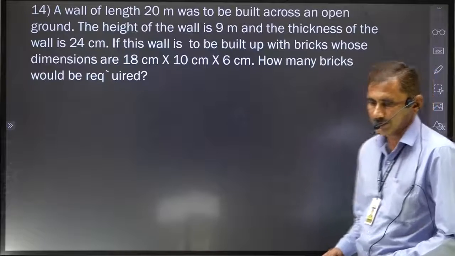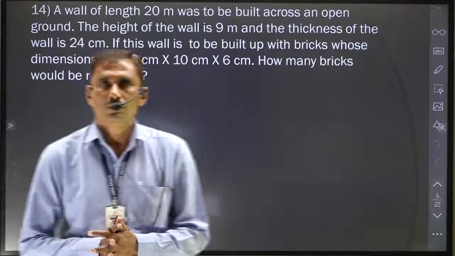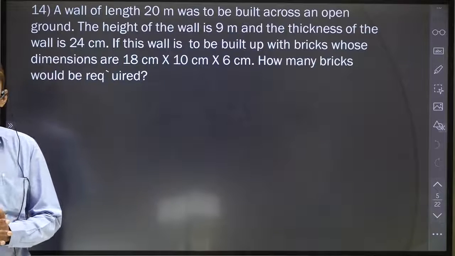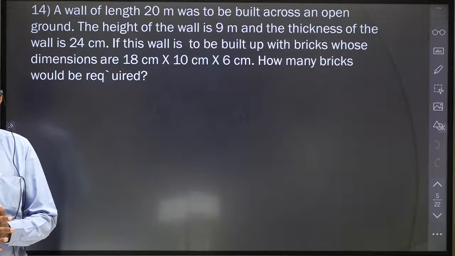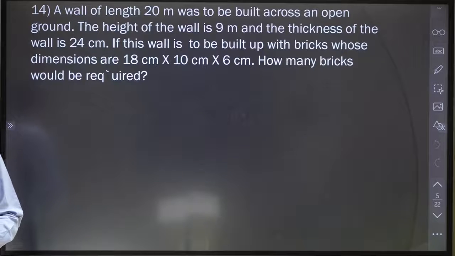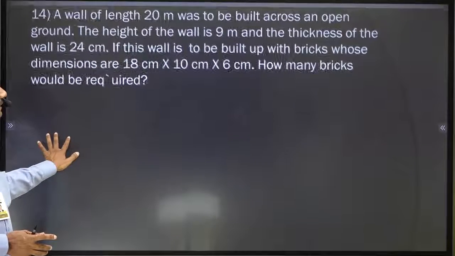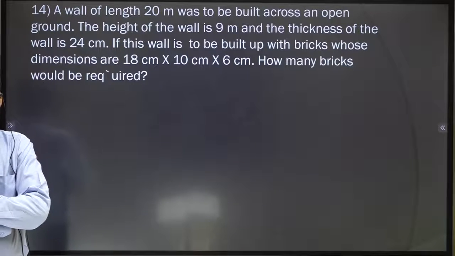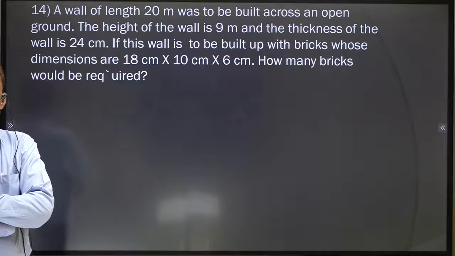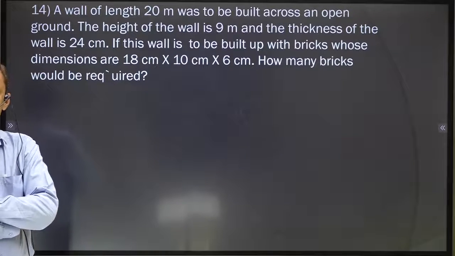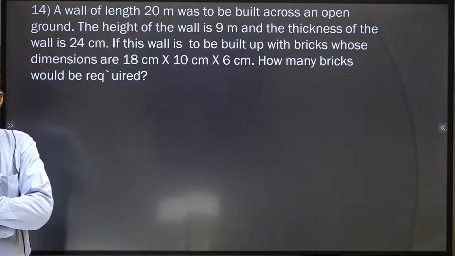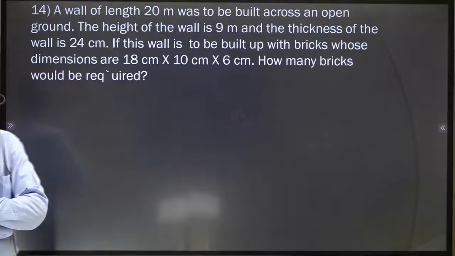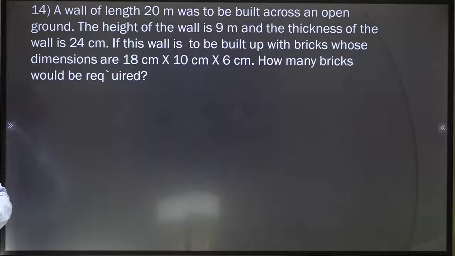Okay, now understand question 14. A wall of length 20 meter was to be built across an open ground. So one wall is being built there. Length is given, 20 meter. The height of the wall is 9 meter and the thickness of the wall is 24. Everything is given, L, B, H, all three. If this wall is to be built up with bricks whose dimensions are 18 by 10 by 6 centimeter, how many bricks would be required? So we should find how many bricks are there.